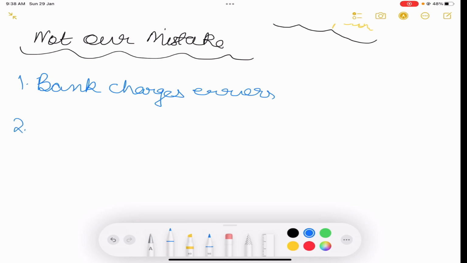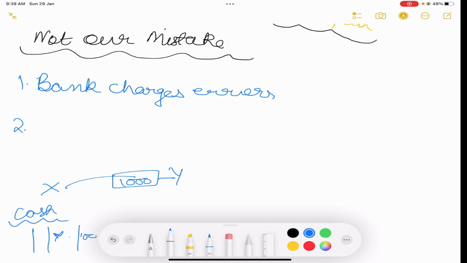Second one. What is the second thing which might have happened due to which there might be a difference in balance, but it is not our fault? Think about it for a second. Let us say I am X, and Y is my supplier. I purchased goods from Y. And I gave Y a check of $1,000. Okay? So in my cash book, I will mention on the credit side that I have given a check to Y of 1,000 rupees. So I'm going to mention that 1,000 rupees has gone out of my bank, right?